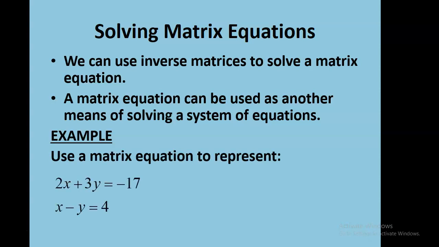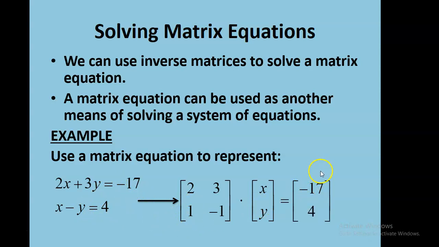So say we have a system of equations here with two variables, 2x plus 3y equals negative 17, x minus y equals 4. We can take this system of equations and write it into a matrix equation by using the coefficients 2, 3, 1, and negative 1, and putting them into a matrix. That matrix will be multiplied by the matrix xy. Now, since these two equations equal negative 17 and 4, we'll say that they are equal to the 2 by 1 matrix, negative 17 and 4. So at that point, we would then solve the equation using inverses.